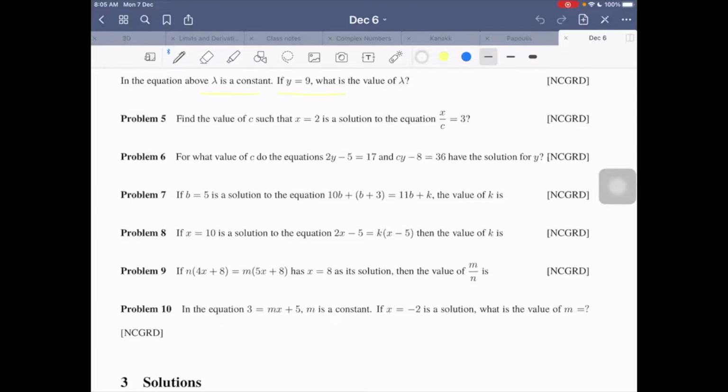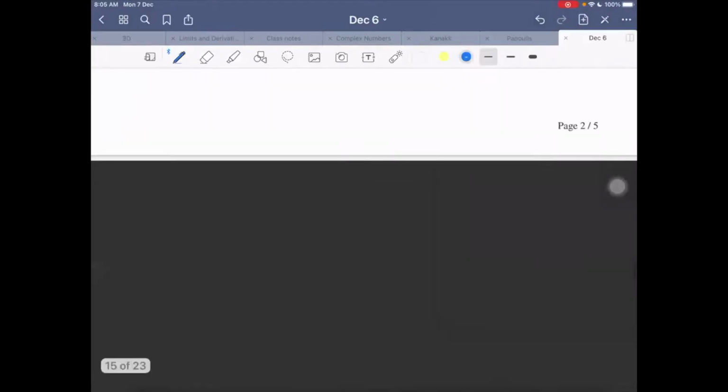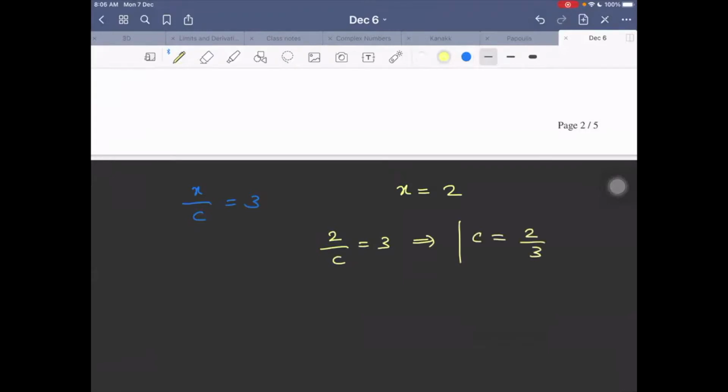So what is the value of c? We are on problem number 5 from the previous sheet. As easy as that. x by c is given as 3, and your x value is given to be 2. So 2 by c is equal to 3, so your c is equal to 2 by 3. Do not get tempted to write 6. This was question number 5.